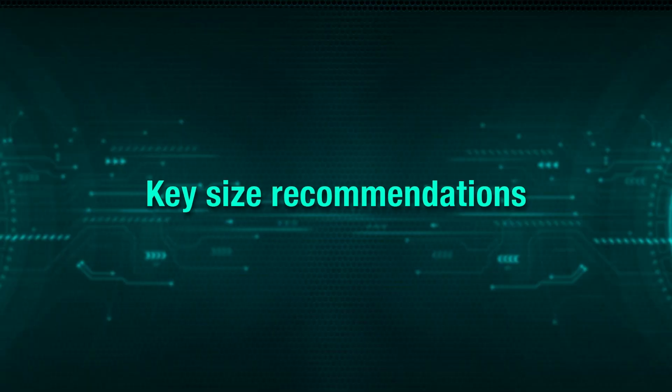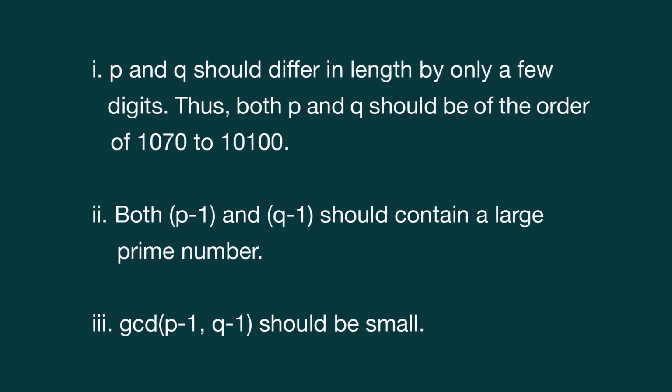Key size recommendations. To avoid values of n that may be factored more easily, the algorithm's inventors suggest the following constraints on P and Q. P and Q should differ in length by only a few digits. Thus, both P and Q should be of the order of 10^75 to 10^100. Both P minus 1 and Q minus 1 should contain a large prime number. The GCD of P minus 1 and Q minus 1 should be small.